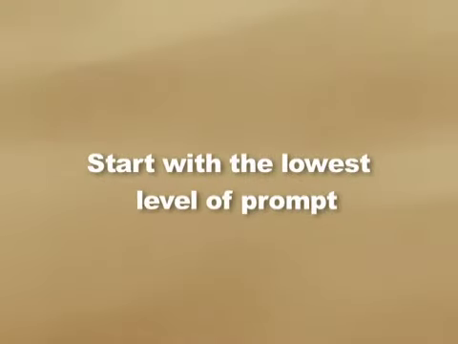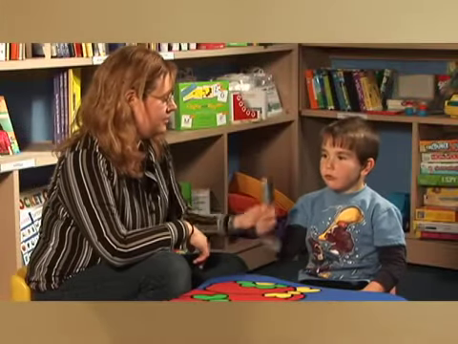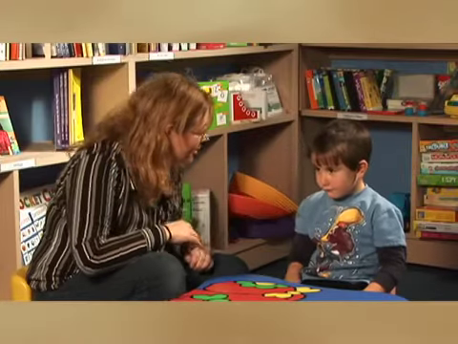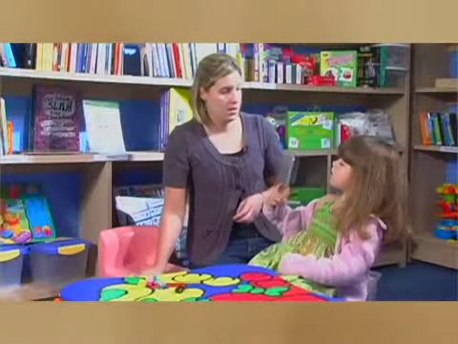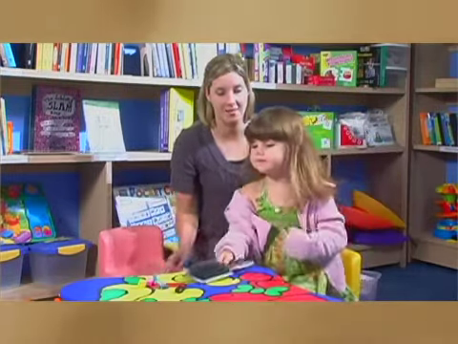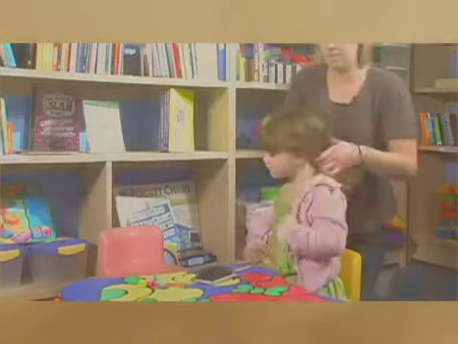When beginning a new task, you want to start with the lowest level of prompt in the prompt hierarchy that the child requires to be successful on that task. For example, if the child can only brush his or her hair with a physical hand-over-hand prompt, you should begin with a physical prompt. If the child can complete the task with a visual, you should begin at this level of prompt, and so on.